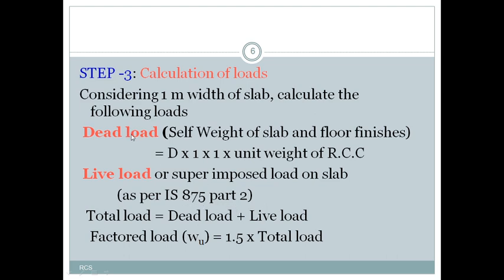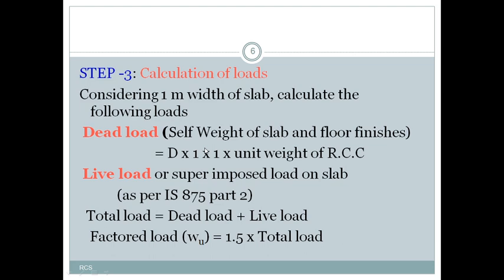Now, after knowing the total dead load and total live load, we have to calculate the total load. Total load is equal to dead load plus live load. From this we can calculate a factored load, which is the combination of dead load and live load, for which we are designing a slab.